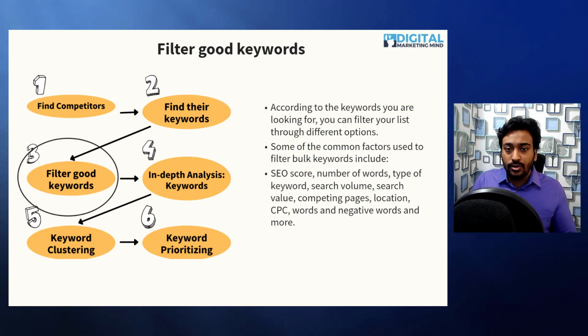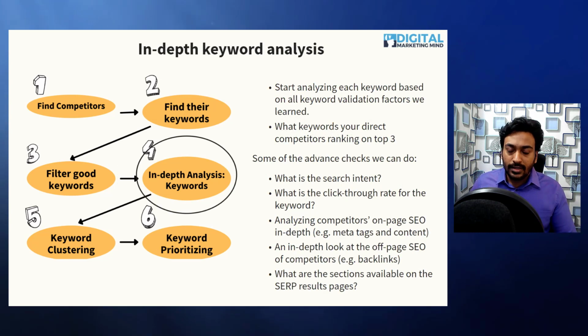Now we are coming back to the same common method as the traditional keyword research, where, once we gather all the competitor keywords in a list, we are going to filter the keywords depending on whatever keyword bulk analysis factor we want to use, such as SEO score, number of words, type of keyword, search volume, and a lot more. Depending on your need, how you want to customize it, or the data we have, we will choose the filtering method. After that, it will be followed by the in-depth keyword analysis to see what the keywords are.